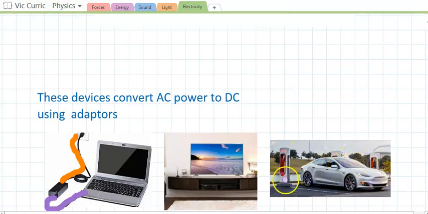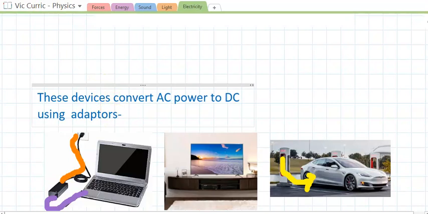Other things that convert AC to DC are electric cars. So when you plug a Tesla into the AC charging station, it converts its power to DC, so its batteries can be charged. Because remember, batteries only ever use DC. So any device that uses batteries, or rechargeable batteries, will usually convert AC to DC.